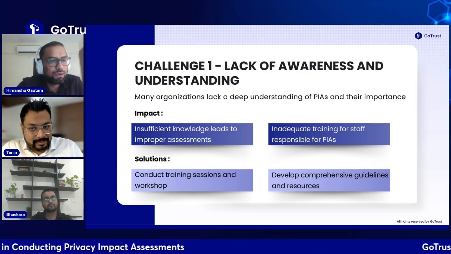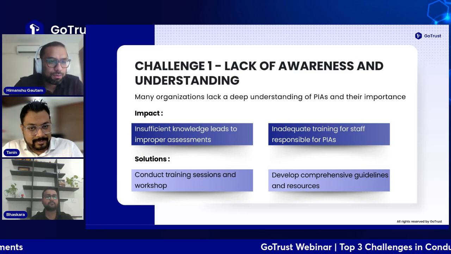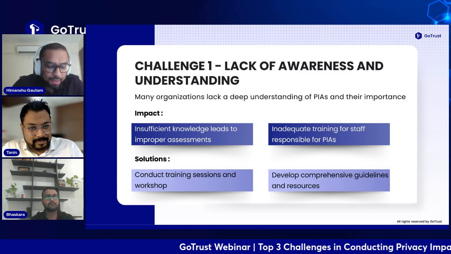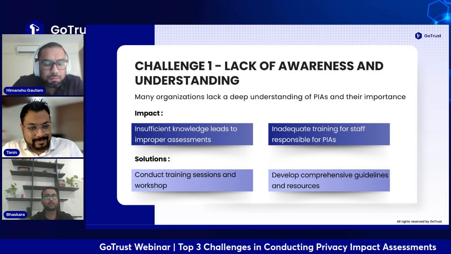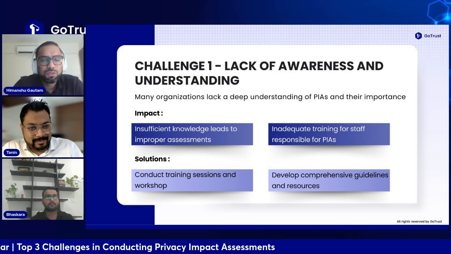Otherwise, what happens is we miss the crux, and the answers to the questions will not be as relevant. So I will ask Bhaskara, can you give some light on this question? How do you conduct a PIA in an organization? What are the activities you do?